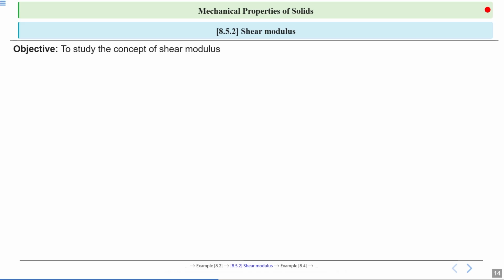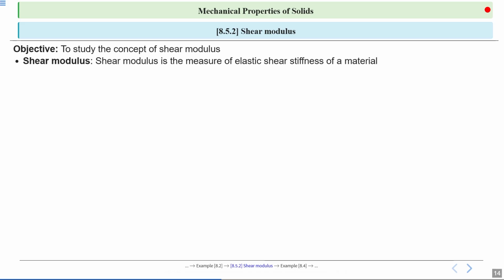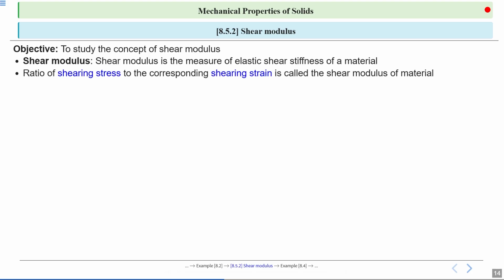Shear modulus. Let's start by defining shear modulus. Shear modulus is a measure of how stiff a material is when it's subjected to forces that try to slide one layer over another. Ratio of shearing stress to the corresponding shearing strain is called shear modulus of material. Shear modulus is also called the modulus of rigidity.